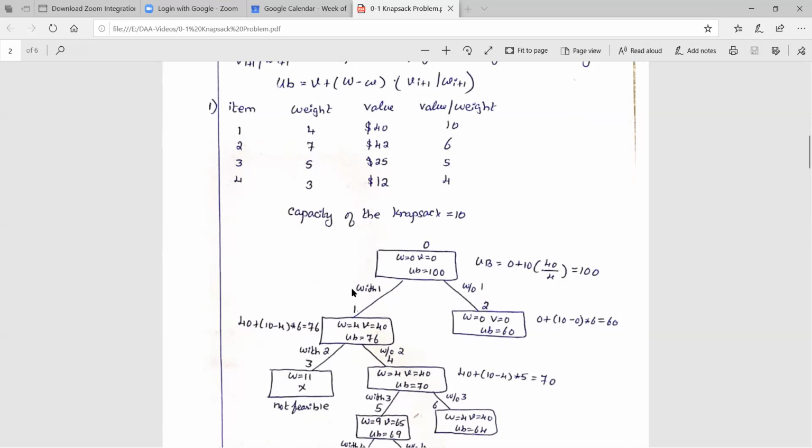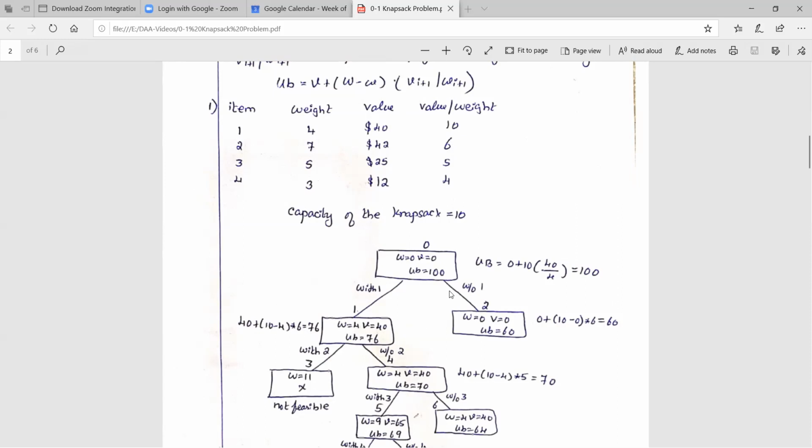Okay, so if we are considering the first object, now we have to take the particular object's weight and also the particular object's profit. Here the upper bound will be 40, that is b is equal to 40, plus w minus wi. This w will be the capacity of the knapsack, 10, minus wi, which is the weight, 4, into vi plus 1 divided by wi plus 1. The value we are having is 6. So 40 plus 10 minus 4 into 6, the value will be 76. So the upper bound value is 76.